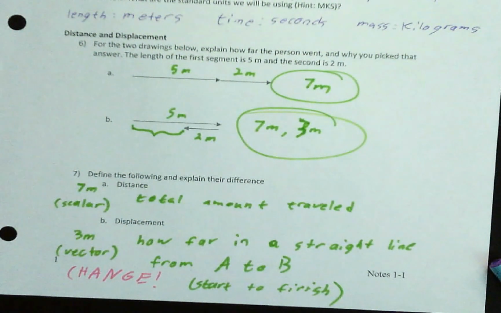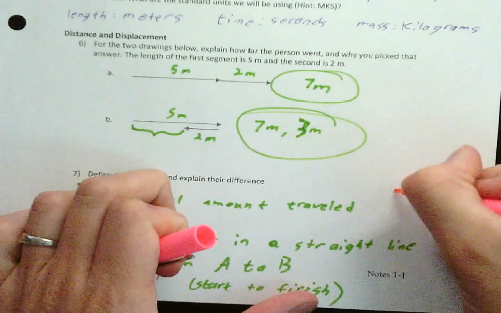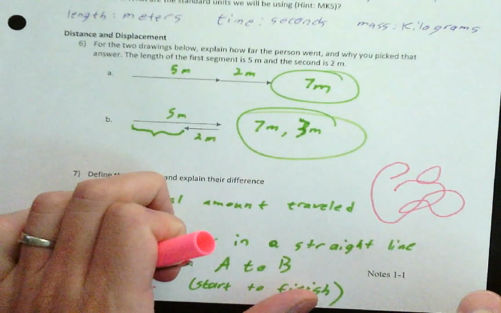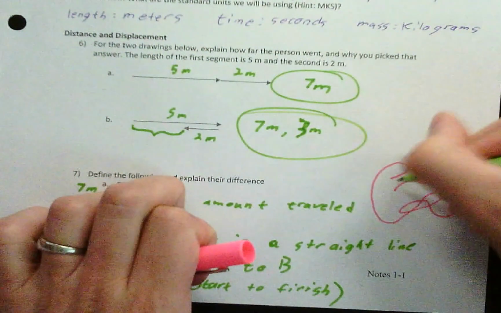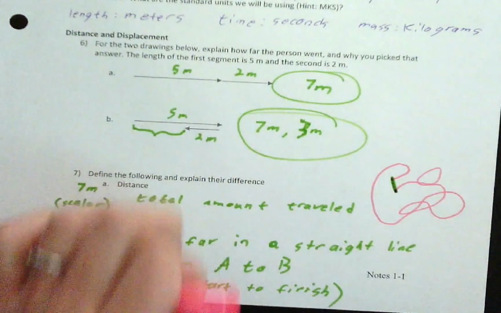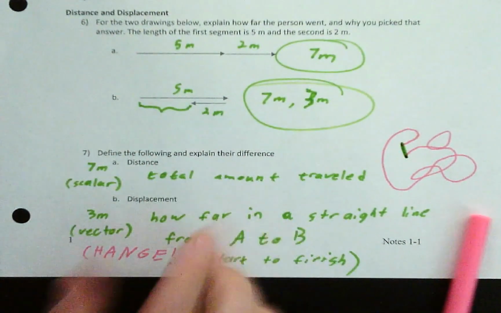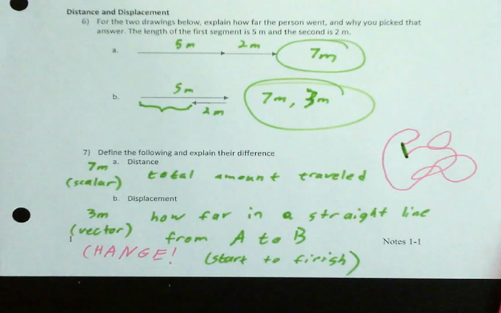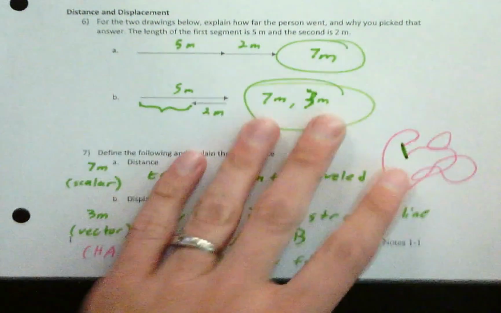One last thing to mention, too. It doesn't matter what you do motion-wise. So if I start here and I go wee, wee, wee, wee, wee, like that, that would be my distance. But my displacement would be this. Again, because it's change. I change between those two positions. So that's all I care about. I don't care about the whole thing. I just care about what the change is. Okay? Any questions on there before we go to the back? All right, we're doing good, guys.